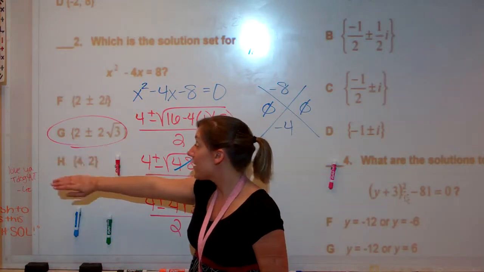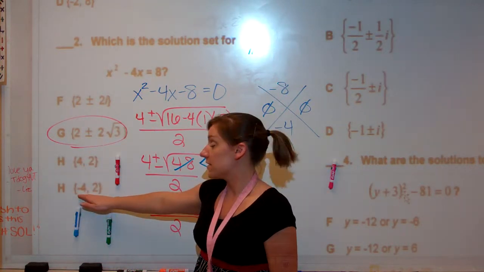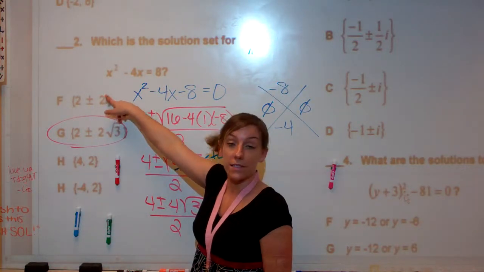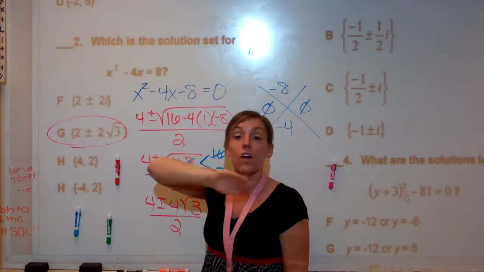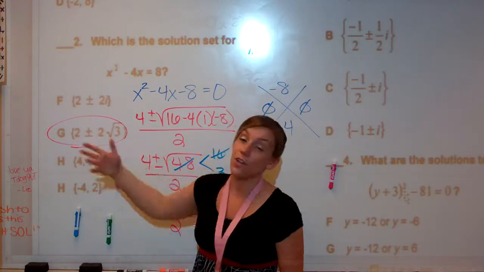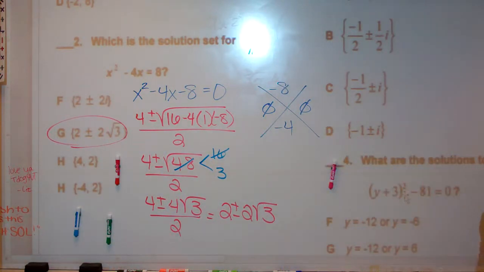But again, in the calculator, it doesn't cross at 4 and 2, doesn't cross at negative 4 and 2, and it wasn't imaginary. Imaginary would be above or below the x-axis. So elimination also gets us there.